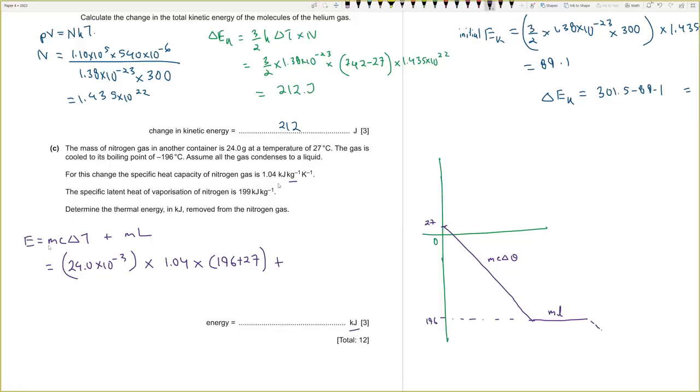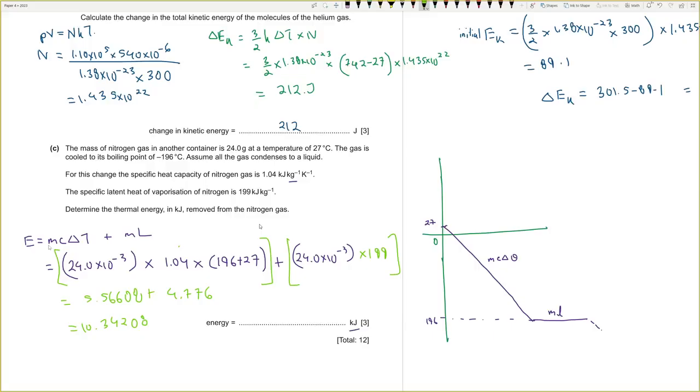What about the second part? 24.0 times 10 to the power minus 3 times ml, which is 199. So 24 into 10 to the power minus 3 times 1.04 times 196 plus 27. That is 5.56608 plus 24 into 10 to the power minus 3 times 199, which gives you a value of 4.776. So this gives you a total value of 10.34208.